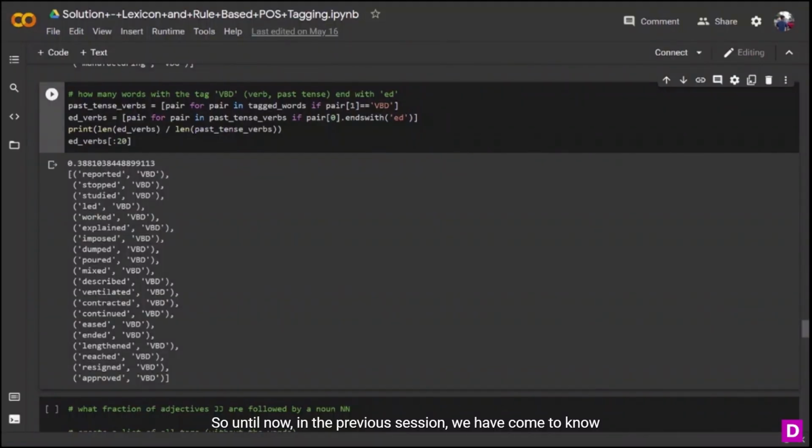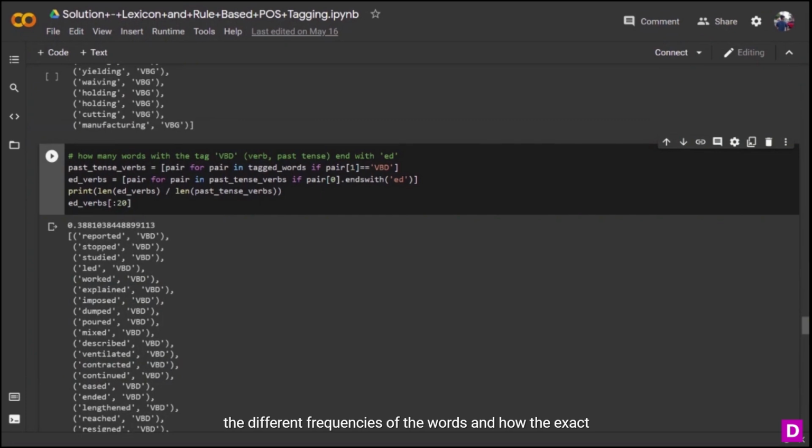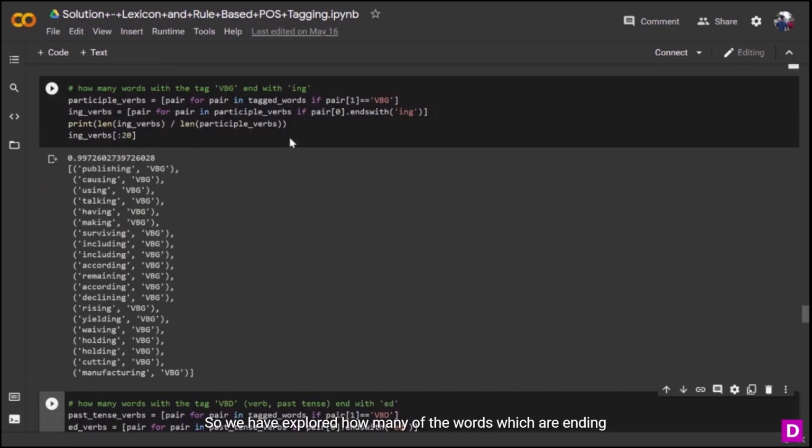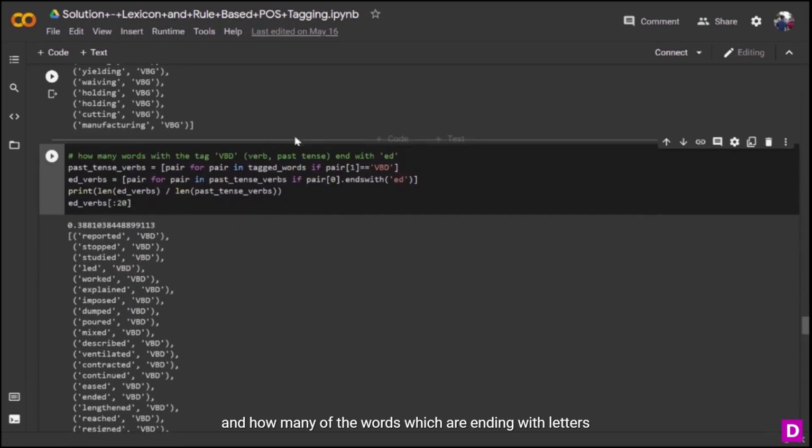So until now, in the previous session, we have come to know the different frequencies of the words and how the exact distribution of the words within the text corpus is associated with their POS tag, right? So we have explored how many of the words ending with ing are tagged with VBG, and how many of the words ending with ed belong to, or are tagged with, the POS tag VBD.